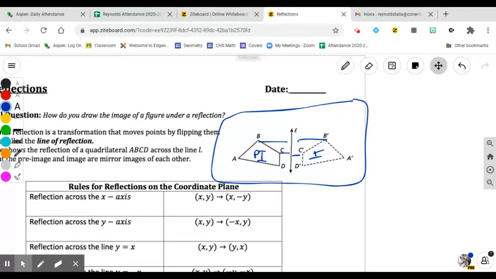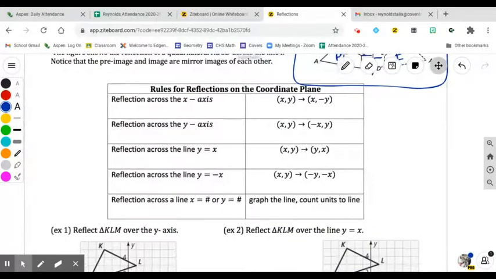Now, ours are all going to be on the coordinate plane. So this little chart here just has the common lines that we reflect over. Oftentimes we reflect over the x-axis, and when we do, you'll see in the example, just count to the x-axis and do it visually. With reflections, you can use these coordinate rules, that's what these are called, or you can just do it visually, look at the line, look at the image, and count and figure it out that way. For a lot of these examples, I'm going to show you how to do it both ways.